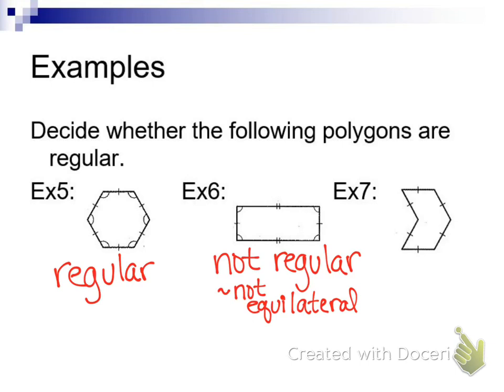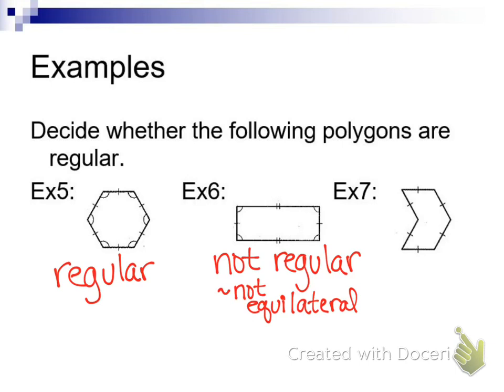On number 7, is it equilateral? Yeah, it's equilateral. How do we know? All the sides are the same. All the sides are marked with 1 tick mark. So all the sides are the same. So it is equilateral. Is it equiangular?